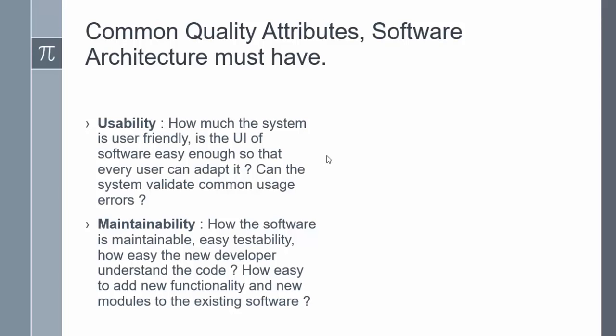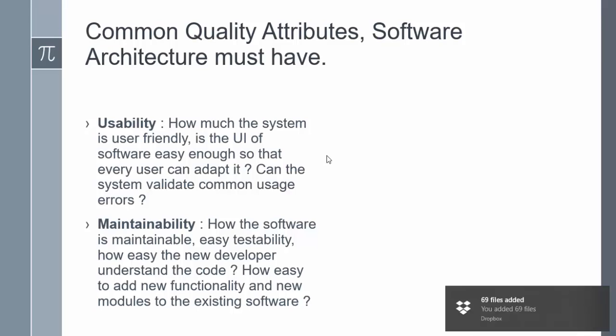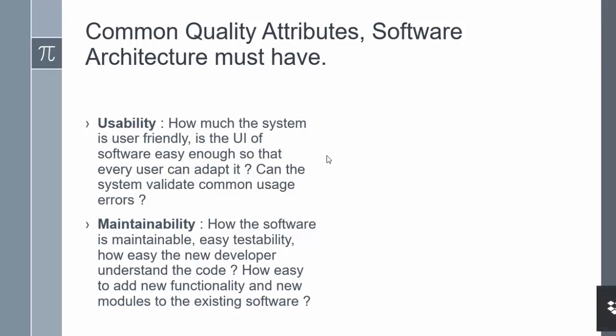It doesn't matter whether the new developers coming in have a good understanding of the code, or they are fresh graduates, or they have a little experience or more experience. Whatever the background of a software developer, he should understand the code very easily. So this is another attribute that a software architect has to take into consideration when designing the architecture of software.